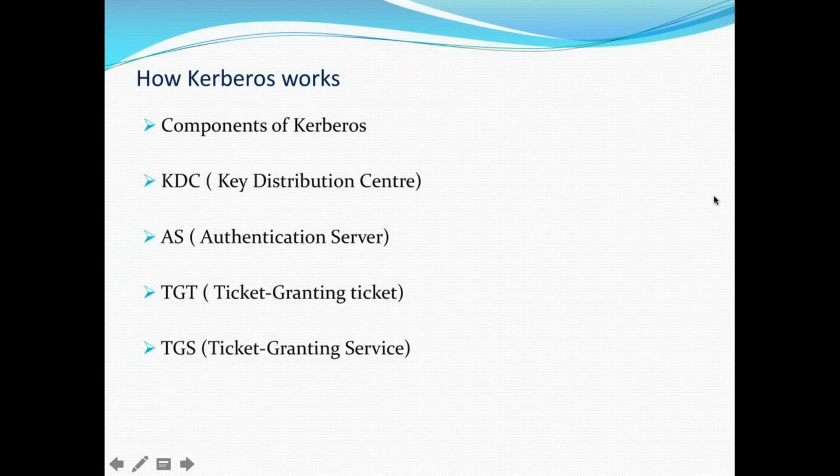A few of the components of Kerberos are the key distribution center, KDC, which is the important part, the authentication service, the ticket granting ticket and the ticket granting server. The name itself says that KDC is a key distribution center: every time anyone is looking for some kind of key, they will contact the KDC and it will give them the token. The authentication service is the one who authenticates. We'll see the ticket granting ticket and ticket granting service in the next slides.